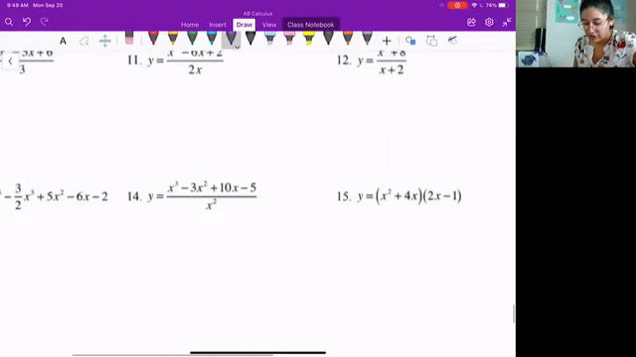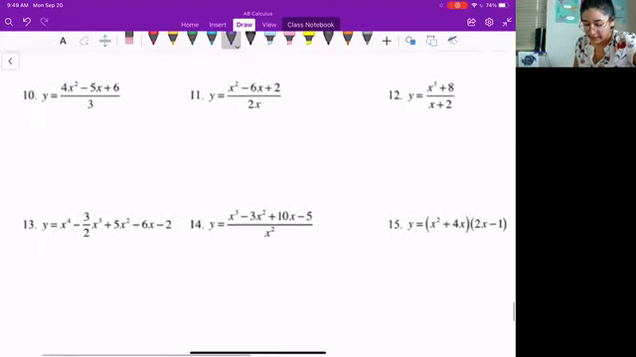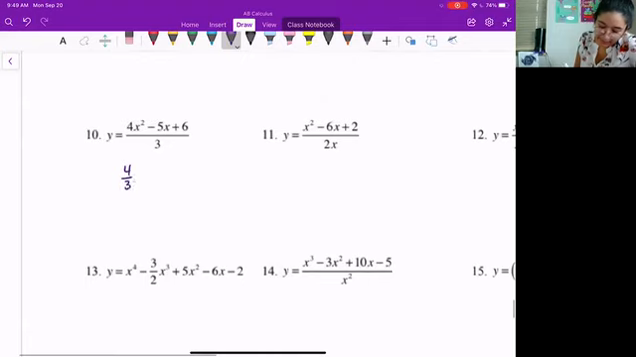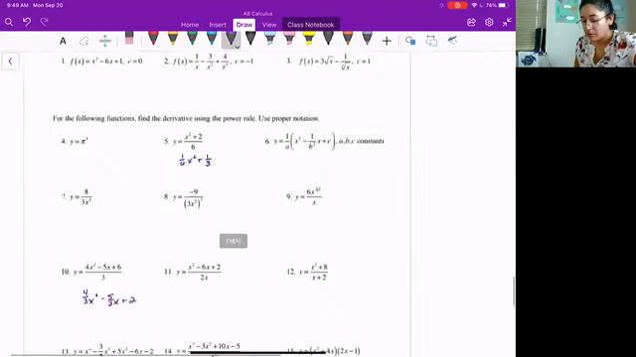Multiply your binomial, share your denominators here on 11 and 14. And on 10, same thing. I have 4/3 x squared minus 5/3 x plus 2. Okay, so try it out.